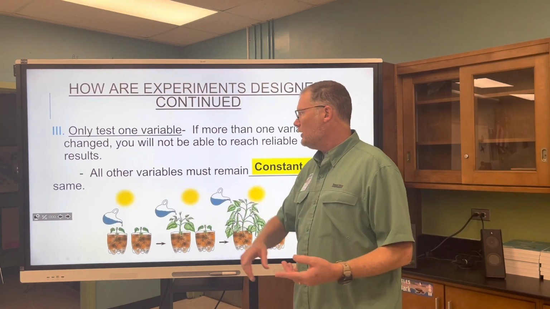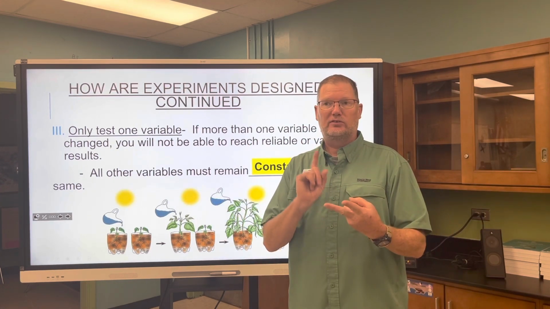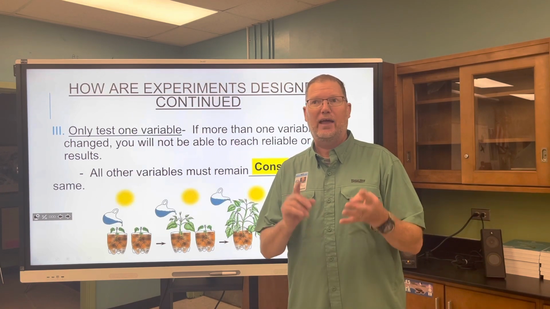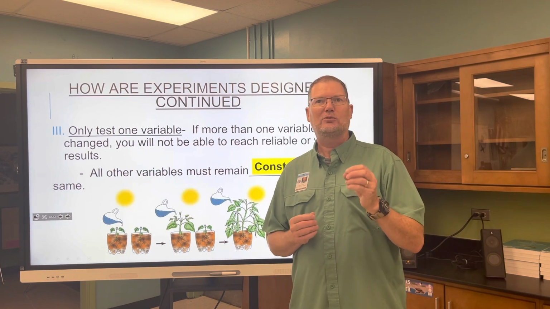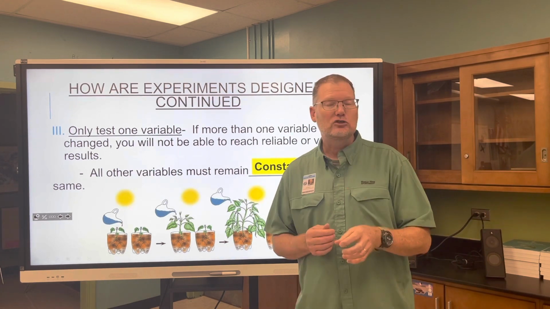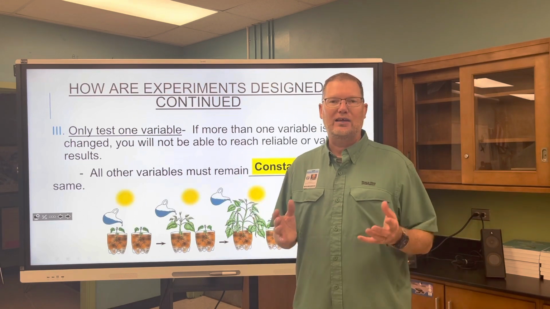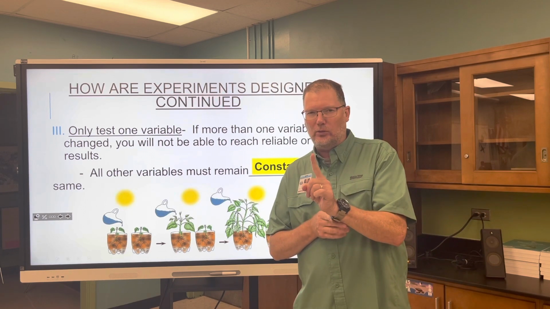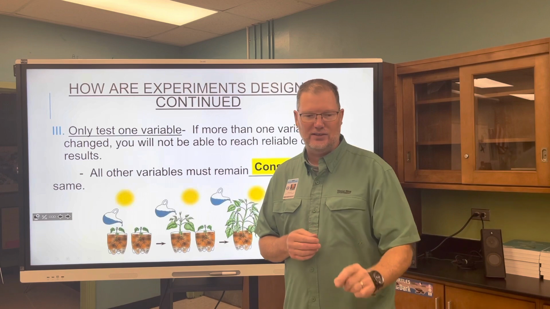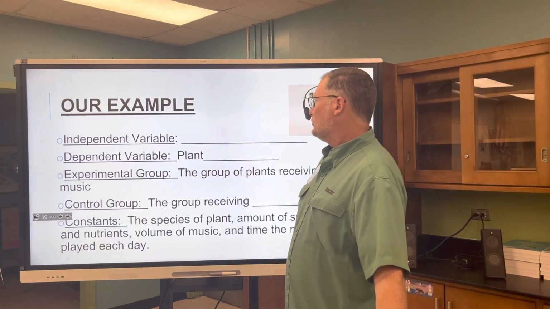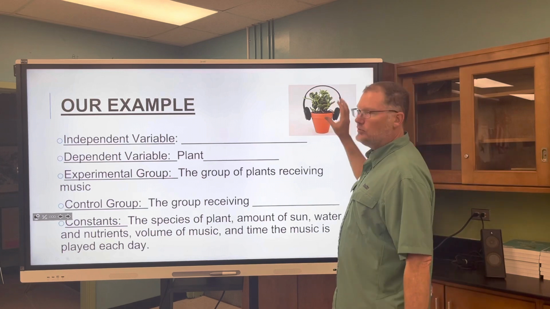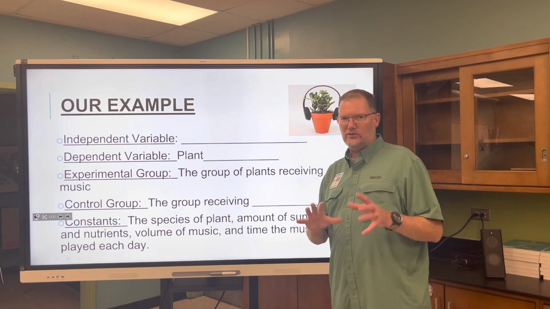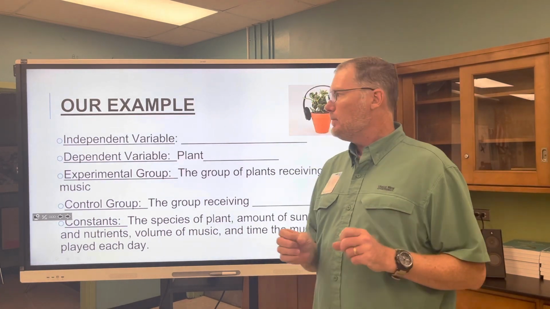So all other variables must remain constant, which means the same. So in the plant growth, it's going to be like amount of water, sunlight, how much dirt, how much fertilizer I give them, how much airflow they get. They must be the same species of plant. They must be the same age plant. All of those things have to be kept constant so that there's only one variable, because that's the thing that you're looking to see is going to make a change or not. So again, our example with the plants and the music, that's a jade plant. Really neat succulent plant. It's related to like cactuses.